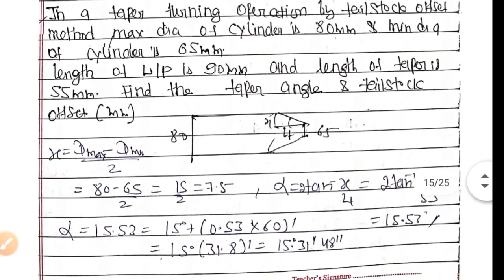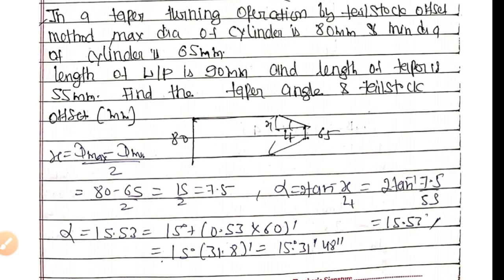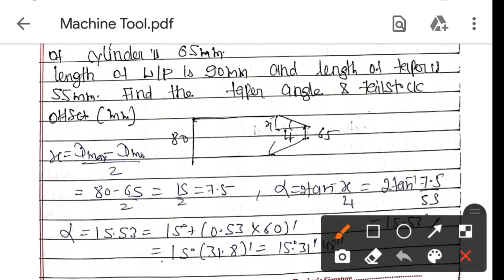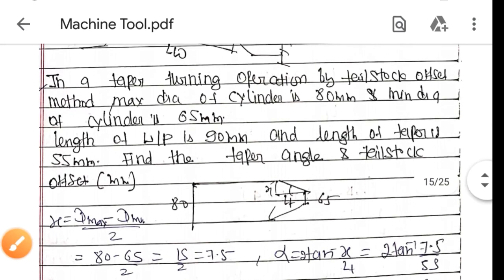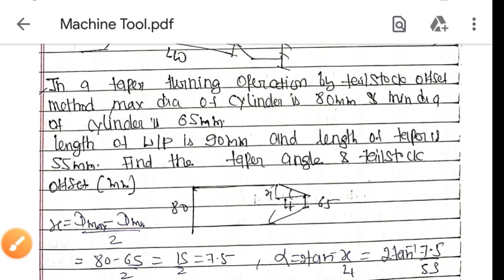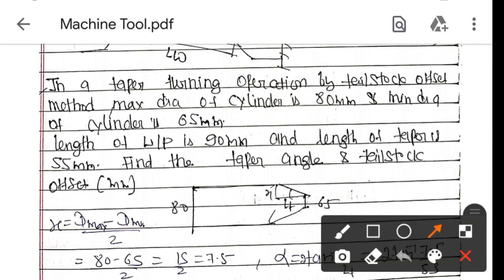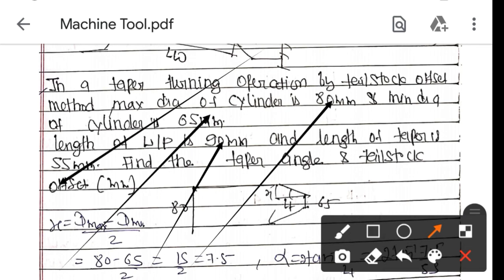Okay, there is one question, we'll solve this one, and it will give you a clear idea about the tail offset method. So the question is: in a taper turning operation by the tailstock offset method, the maximum diameter of the cylinder is 80 mm and the minimum diameter of the cylinder is 65 mm. The length of the workpiece is 90 mm and the length of the taper is 55 mm. Find the taper angle and tailstock offset. So we have to find two parameters.